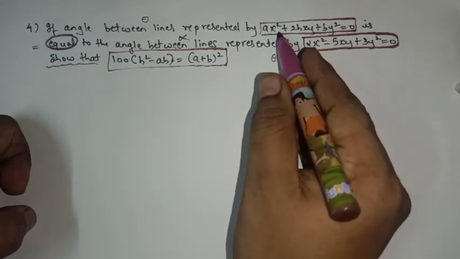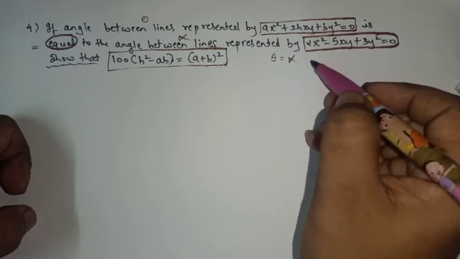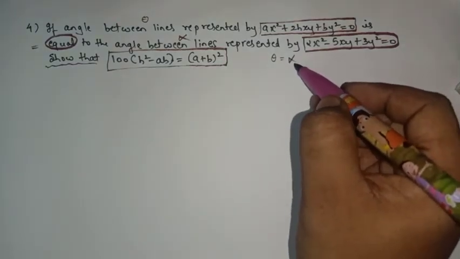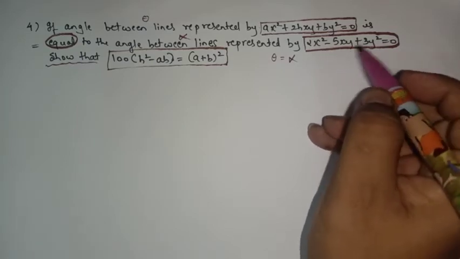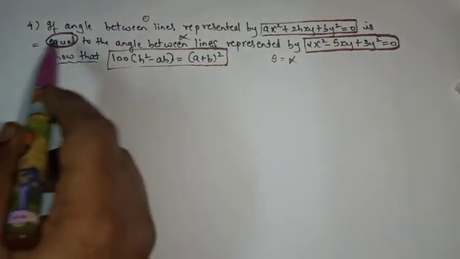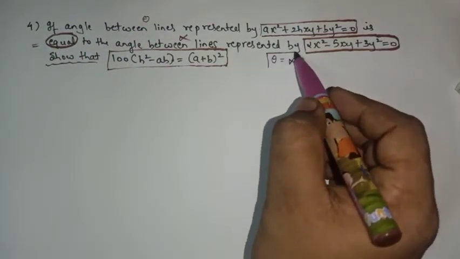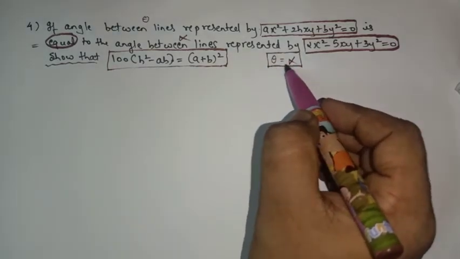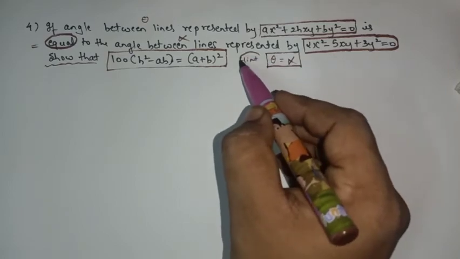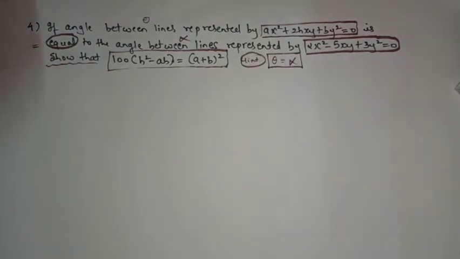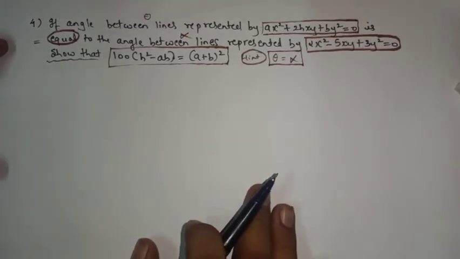Theta is the angle for the first equation, and for alpha, you can take alpha, beta, any angle. Let alpha be the angle represented by this. So alpha and theta are equal. According to the condition, theta is equal to alpha. So this is the hint for this sum. Theta is equal to alpha. So now let's start with our sum.